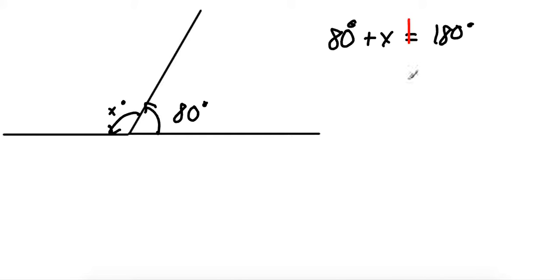So I'm going to use opposite operations to solve for this. I'm going to subtract 80 on this side, subtract 80 on this side as well. 80 minus 80 will cancel out, so this is gone. Luckily for us, this worked out to a nice even number. So 180 minus 80 will just give us 100. So I know that x is equal to 100.